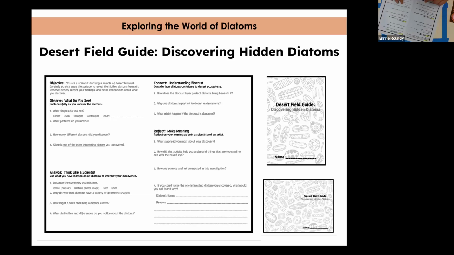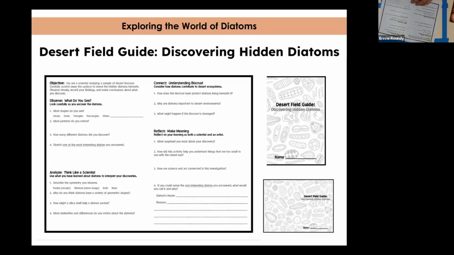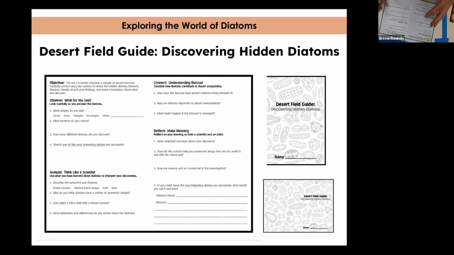The field guide goes on for them to analyze, to think like a scientist. It asks them, what kind of symmetry are you observing? Is that radial, bilateral, maybe you see that there's evidence of both, or maybe none at all? It continues on until we get to the connect, where it's understanding the biocrust. And in these 3 questions, we ask about the biocrust. We are having students apply their knowledge and understanding of what they have learned about diatoms in their analysis and response.